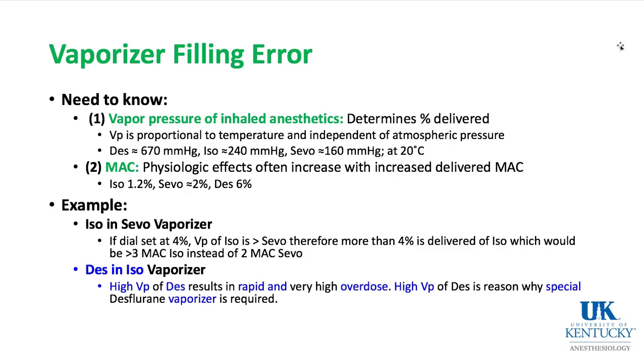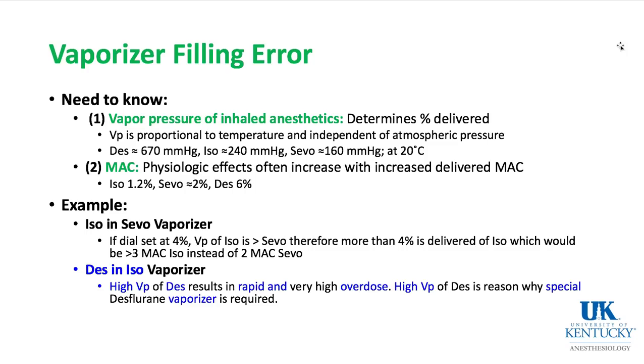So let's give an example here. If we poured isoflurane liquid in a sevoflurane vaporizer, and we set the sevoflurane vaporizer at 4%, thinking that we were delivering about 2 MAC of sevoflurane, the problem is that the vapor pressure of isoflurane is greater than Sevo, so you're going to deliver more than 4%, and this would actually be greater than 3 MAC of iso instead of our expected 2 MAC of sevoflurane, and you would be overdosing the patient.